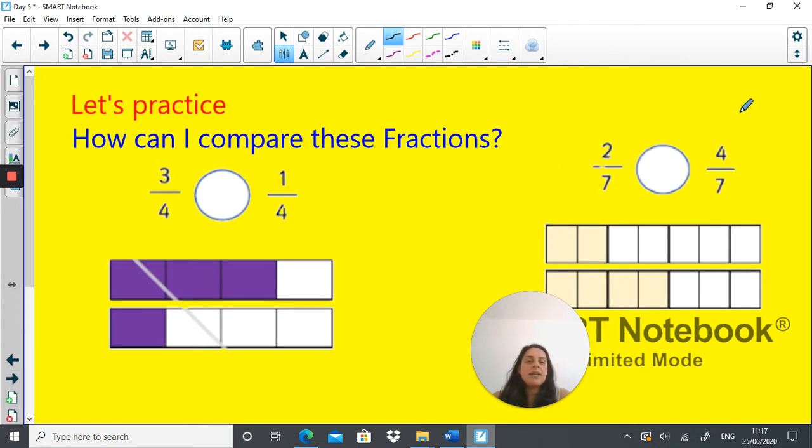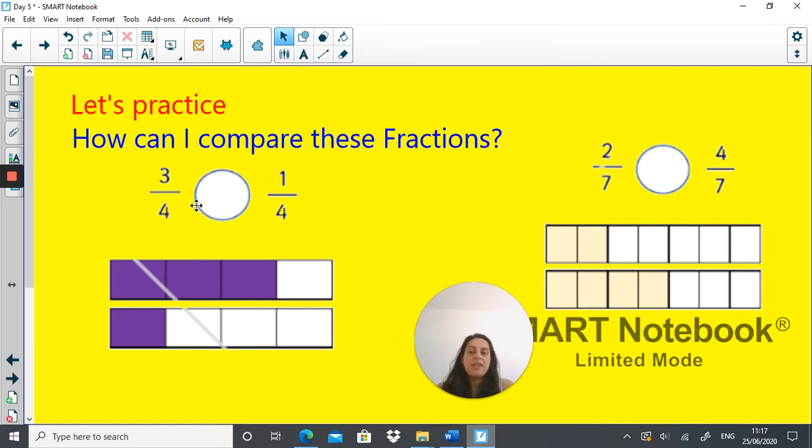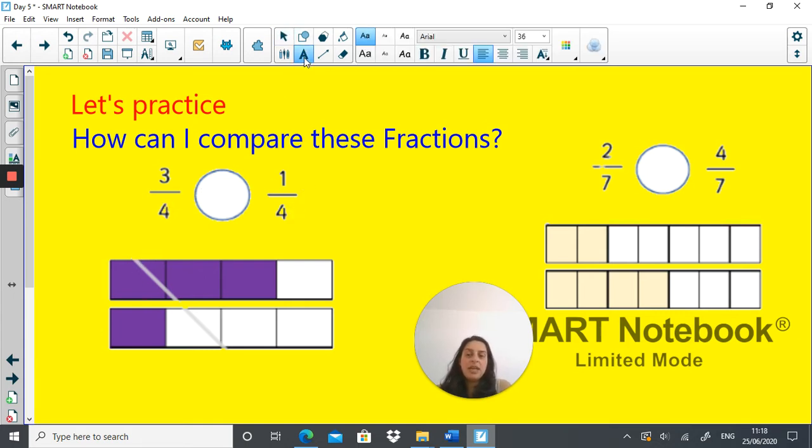Let's practice. How can I compare these two fractions? Let's start off with comparing 3/4 with 1/4. What symbol goes in here? Here's 3/4, here's a quarter. Is 3/4 bigger than or smaller than a quarter? I think we'll agree that 3/4 is bigger than, larger than, greater than a quarter.